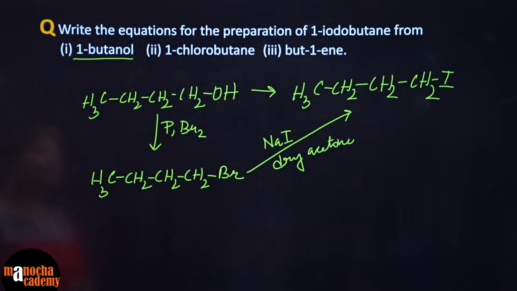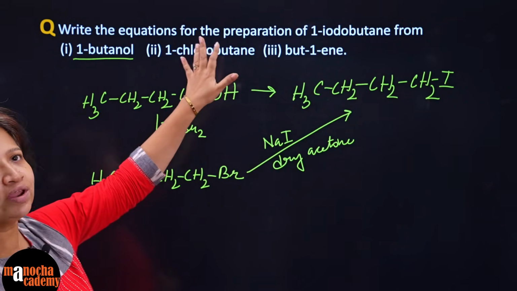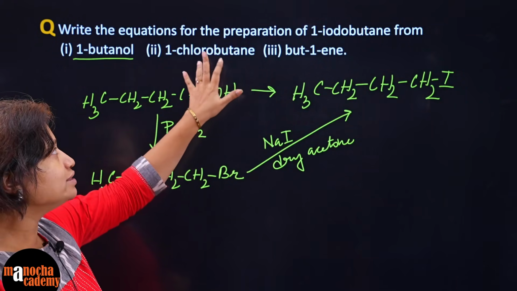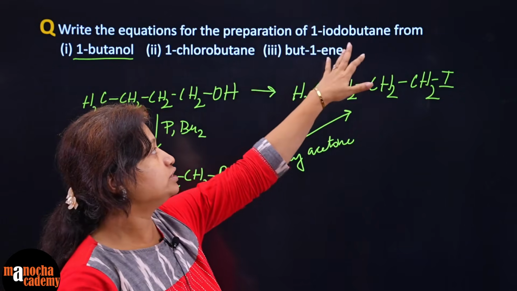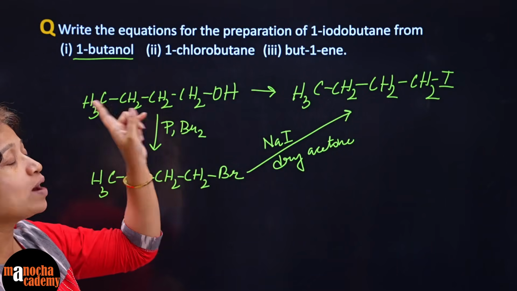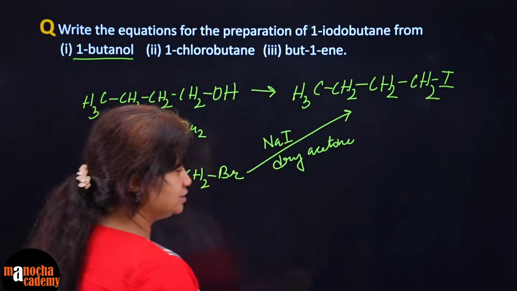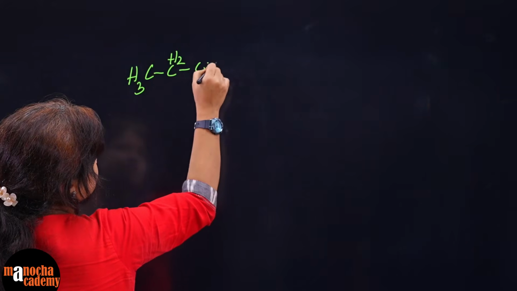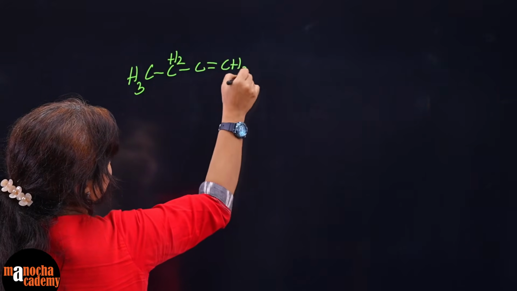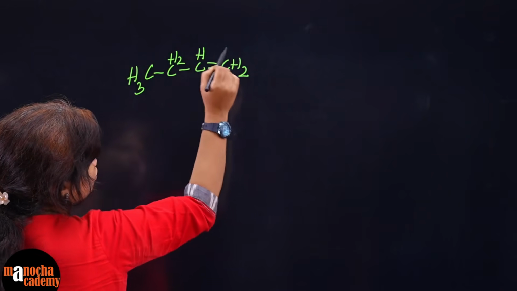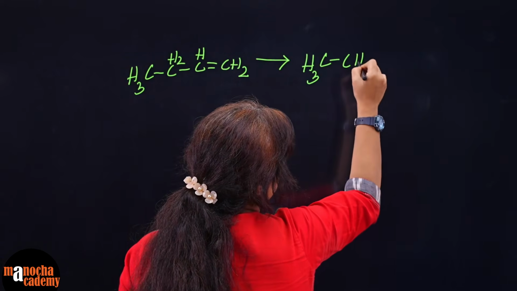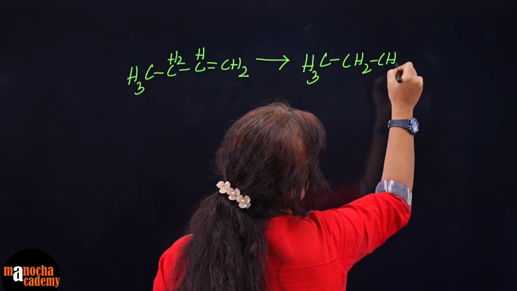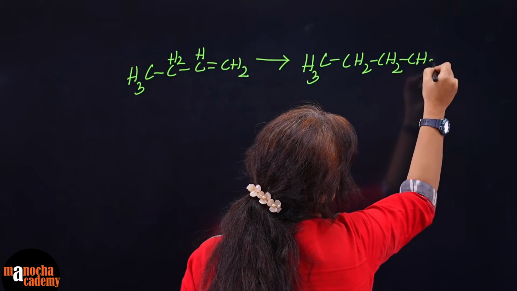Similarly, from chlorobutane it's easier. From chlorobutane, simply sodium iodide in dry acetone, you get iodobutane. Now, the last one is but-1-ene to iodobutane. For that, I'll take the next slide. But-1-ene, I write CH3CH2CH=CH2. But-1-ene to 1-iodobutane. Now, this is a bit tricky. Have a look: CH3CH2CH2CH2I.